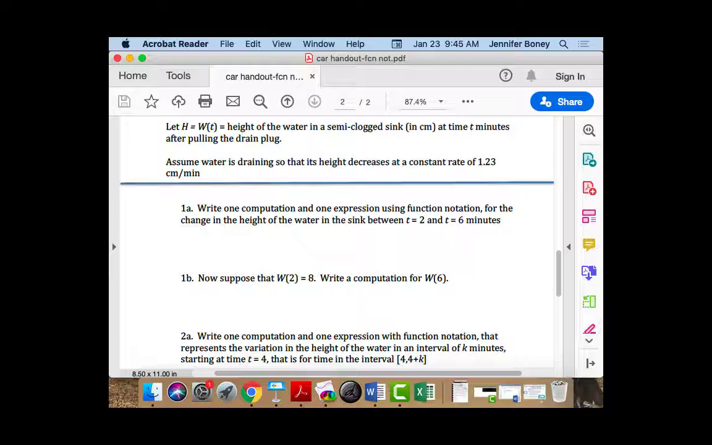So if I know that w of 2 is 8, w of 2 would be the height of the water at time 2, or the beginning of the situation described in part A. Write a computation for w of 6. That would be the height of the water at the end of part A. So if I know y initial, write a computation for y final.